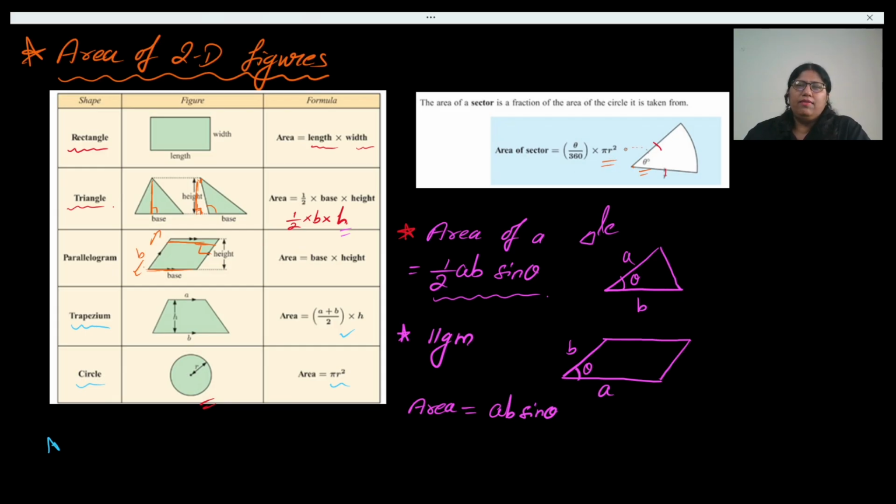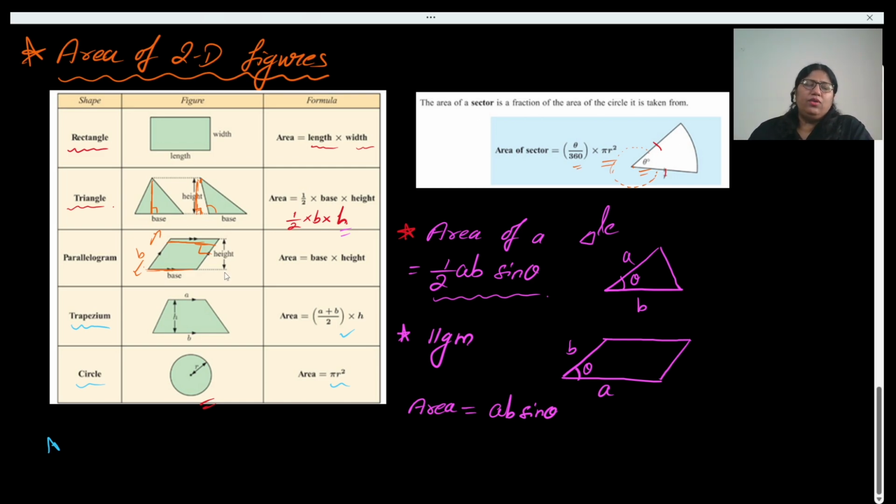Why do we take it out of 360? Because the central angle is theta out of the 360-degree angle of the full circle, pi r square. So it's a fractional value that we use for the sector.